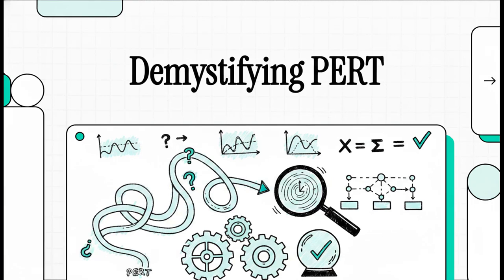Welcome to the Explainer. If you've ever been tasked with managing a massive, complex project, you know the absolute terror of a highly uncertain timeline. I mean, how do you even plan a project when you genuinely have no idea exactly how long the individual tasks are actually going to take? Well, today we're going to solve that exact problem. We are demystifying PERT, giving you the real mathematical tools to master project uncertainty and literally predict the unpredictable.